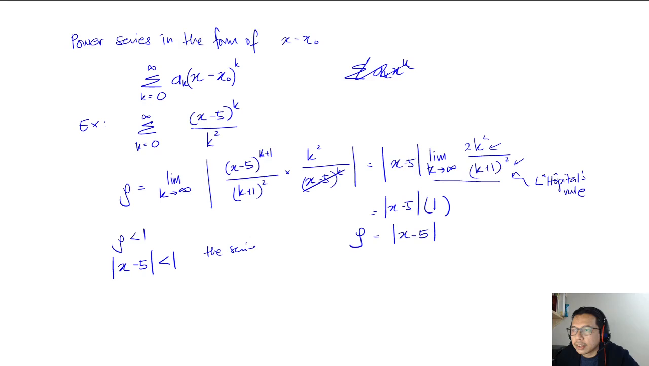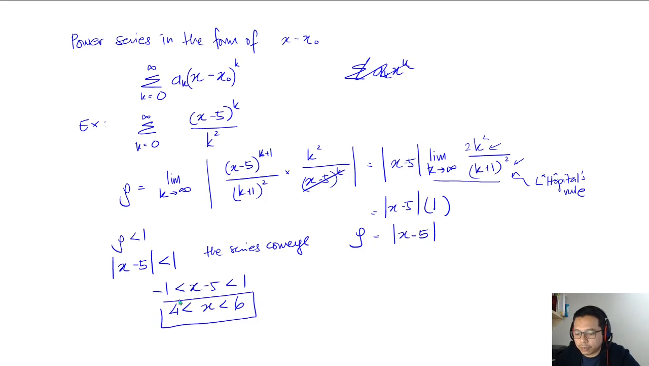So if we rearrange everything, minus 1 less than x minus 5 less than 1, and then rearranging again, we get minus 1 plus 5, which is 4, and 1 plus 5, which is 6. So now this is our interval of convergence.